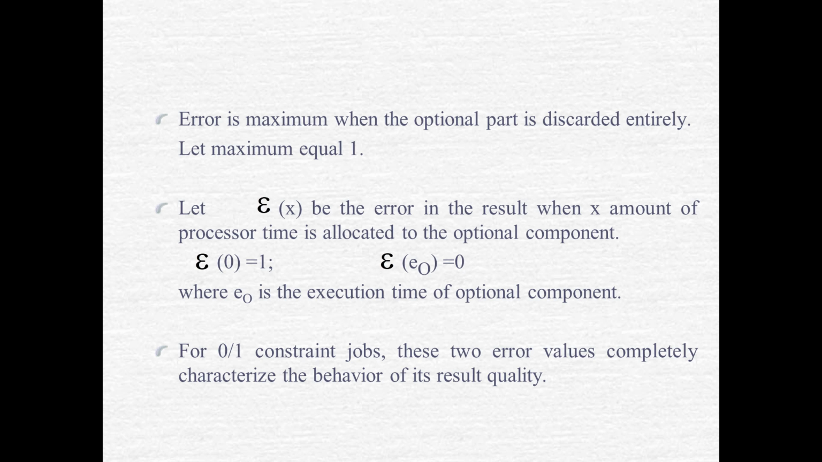Let eta(x) be the error in the result when x amount of processor time is allocated to the optional component. Eta equals 1 when x is 0, and eta equals 0 when x equals E0, where E0 is the execution time of the optional component. For 0-1 constraint jobs, these two error values completely characterize the behavior of their result quality. The error we want is 0.